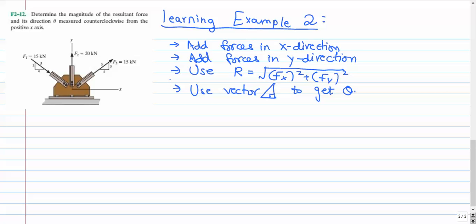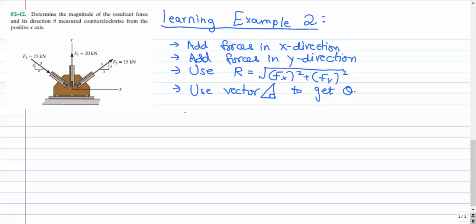x-axis. Before we get to solving this problem, I would like all of you to please read these 4 steps that we will be following in these general sort of questions that ask us for the magnitude of the resultant force and its direction. So the first step would be to add forces in the x direction, then add forces in the y direction, then use the resultant force formula to get the magnitude of the resultant force, and finally we can get the angle by using the vector triangle.